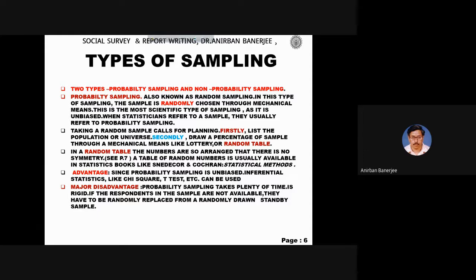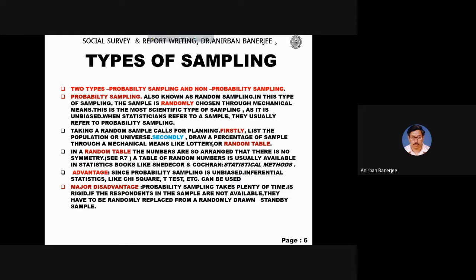Probability sampling is also known as random sampling. Here, the sample is chosen randomly through mechanical means. Probability sampling is regarded as the most scientific type of sampling as it is unbiased. When statisticians refer to a sample, they usually refer to probability sampling.